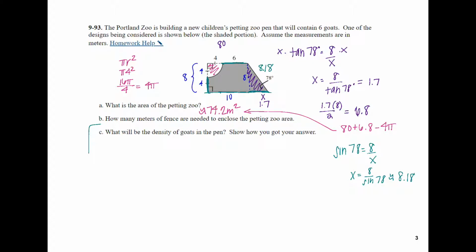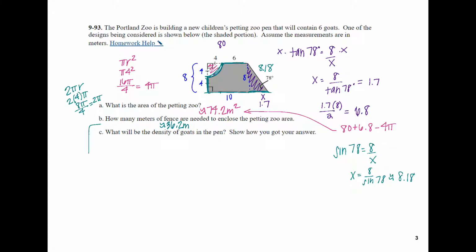In order to find this piece of our circle, circumference of a circle is 2 pi r, so 2 times 4 pi is 8 pi divided by 4. We only want 1/4 of it, is 2 pi. So when we add up all of those pieces, we get approximately 36.2 meters of fence to enclose the petting zoo.